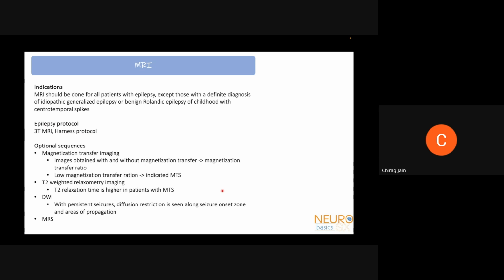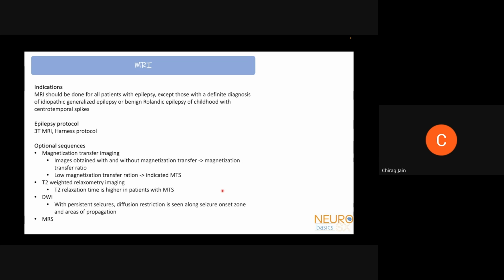The indication for MRI in epilepsy is that MRI should be done for all patients with epilepsy unless you're absolutely sure that it is a non-lesional epilepsy. Okay, so unless you're clear that it is an idiopathic generalized epilepsy or a benign Rolandic epilepsy of childhood with centrotemporal spikes, which will resolve by itself later on. So unless you're clear it is one of these two types, MRI should be done for all epilepsy patients.